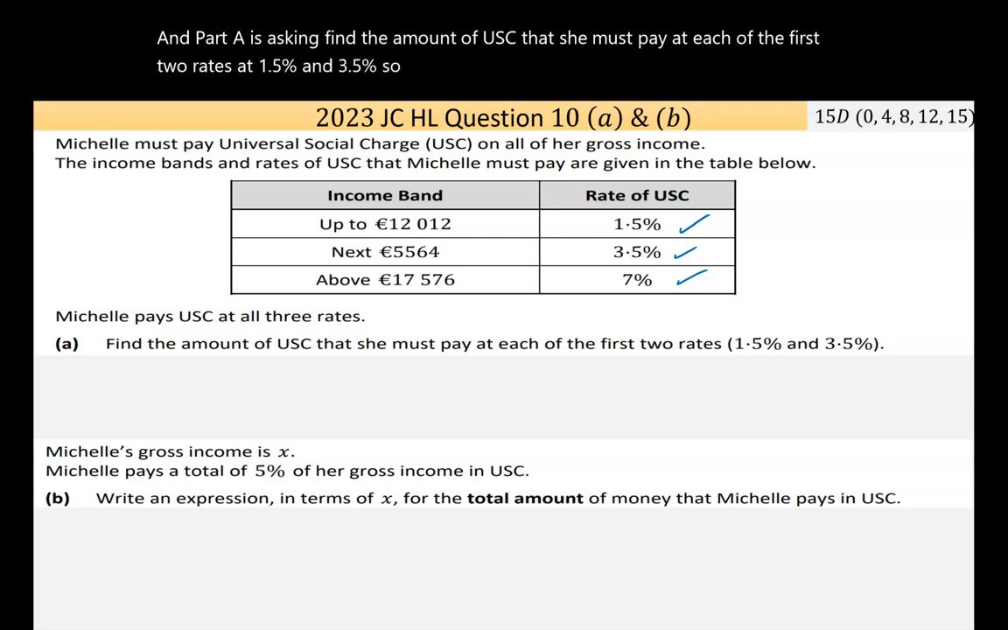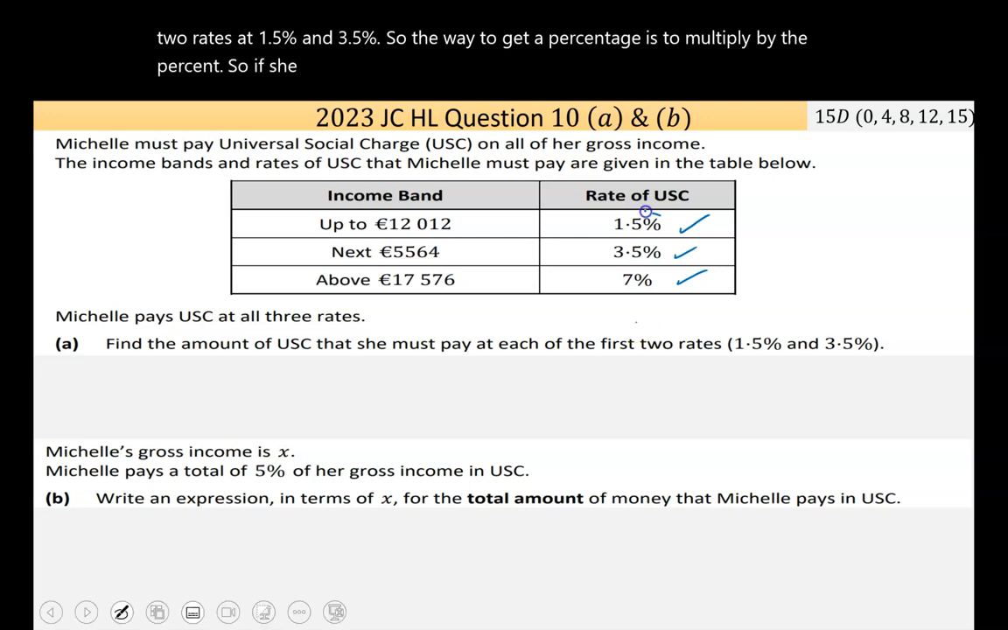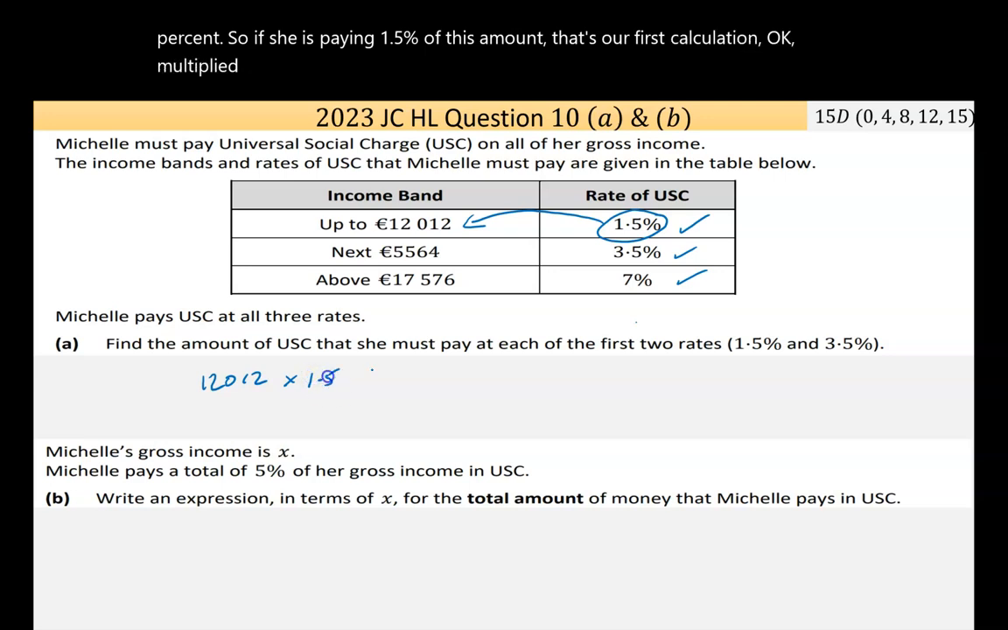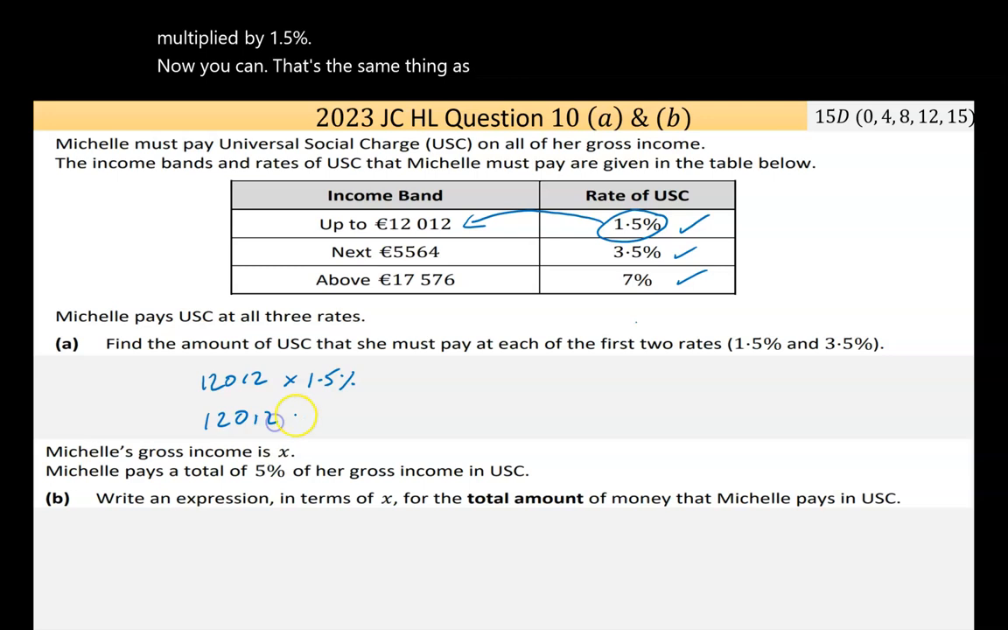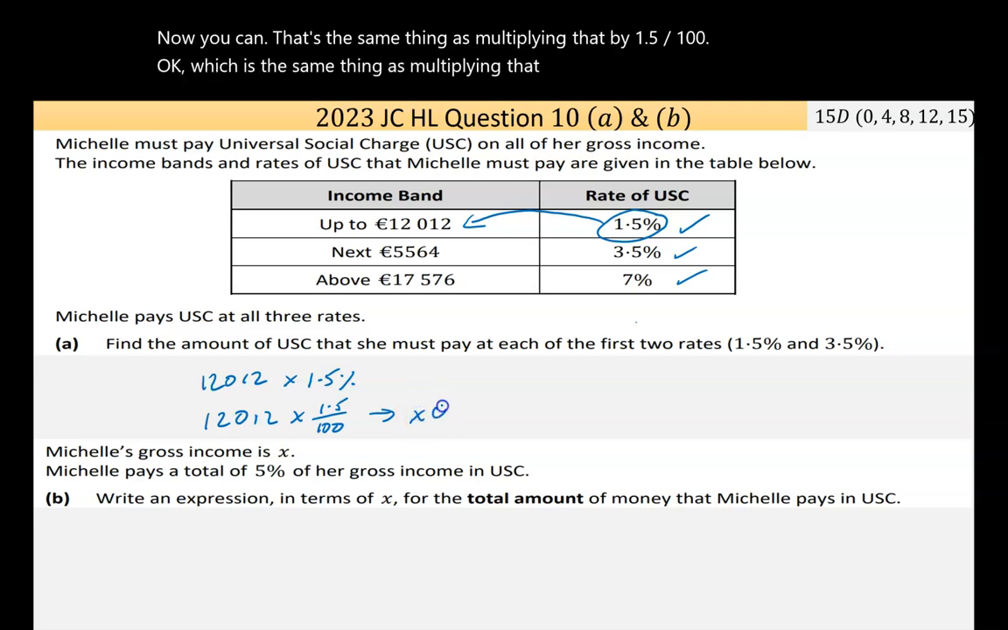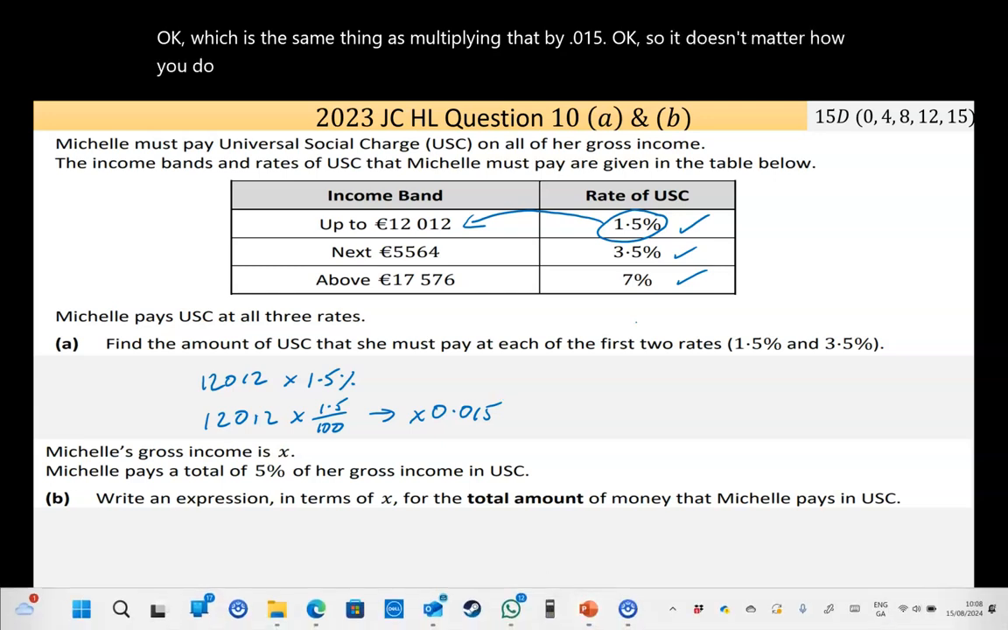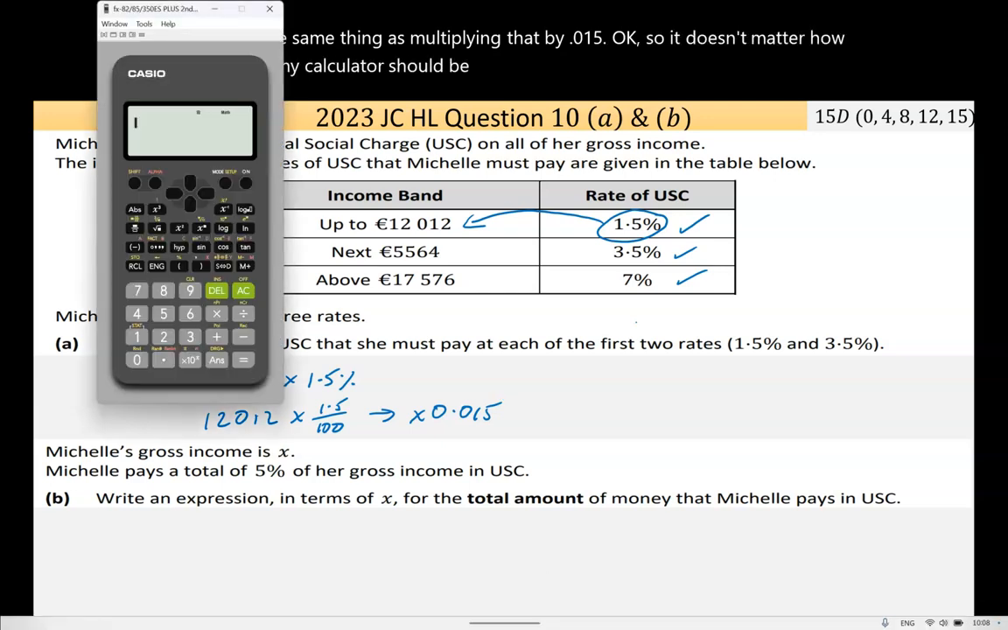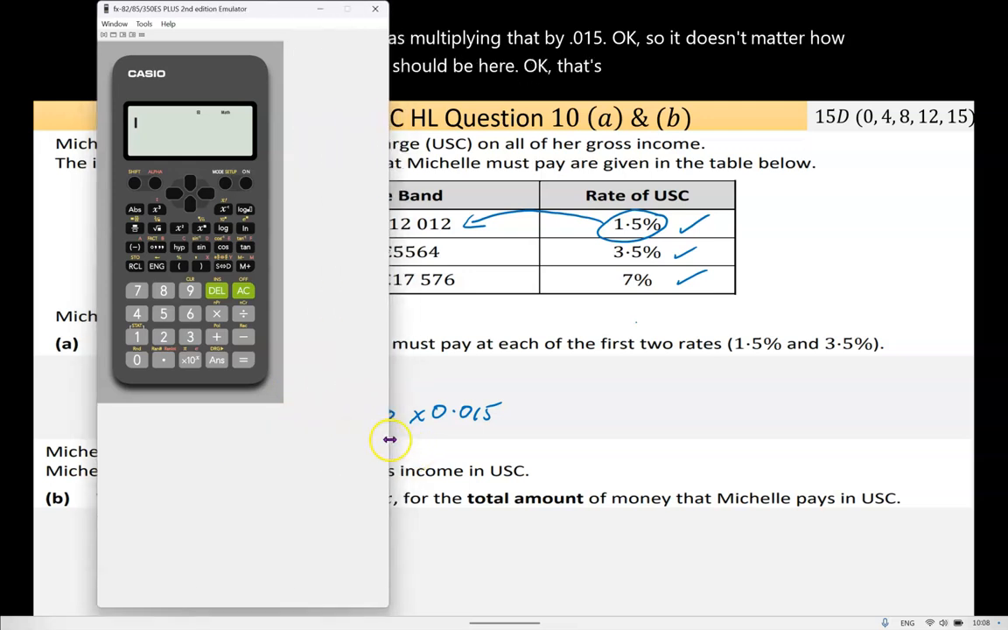So the way to get a percentage is to multiply by the percent. So if she is paying 1.5% of this amount, that's our first calculation. Okay, multiply by 1.5%. Now that's the same thing as multiplying that by 1.5 over 100, okay, which is the same thing as multiplying that by 0.015. Okay, so it doesn't matter how you do it. Now my calculator should be here. Okay, it's not as big as I'd like it to be.